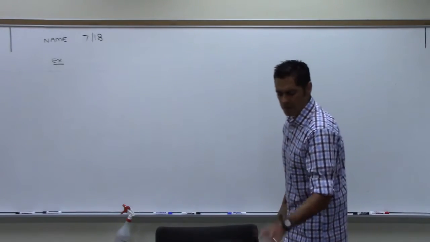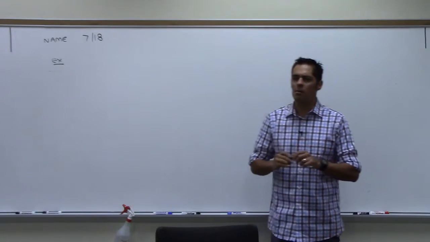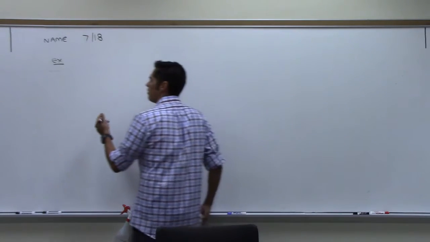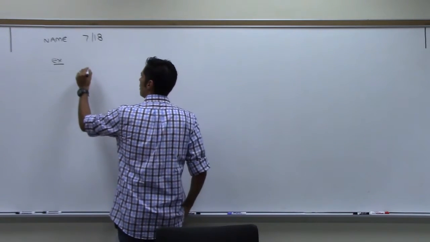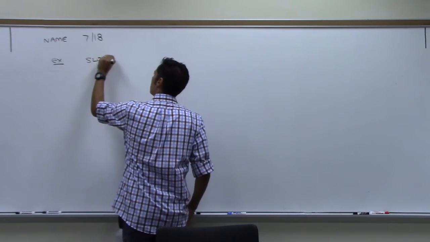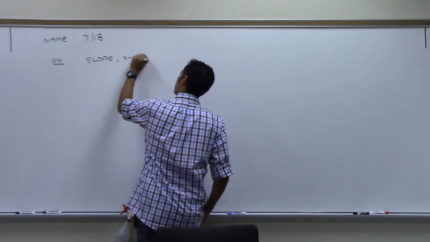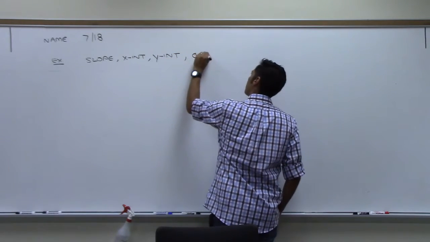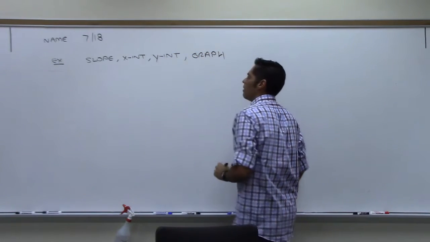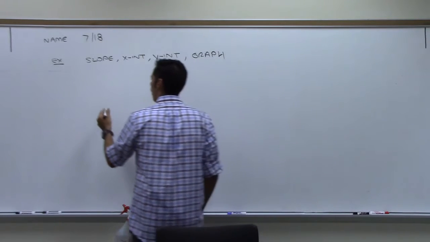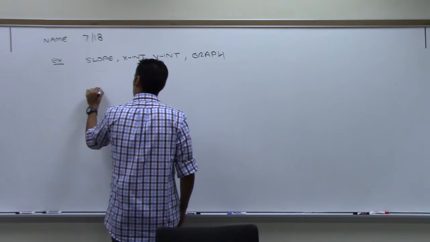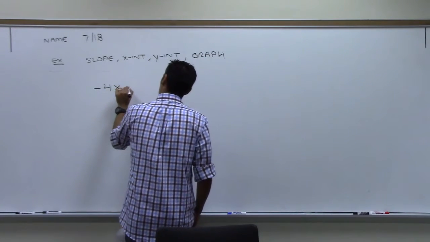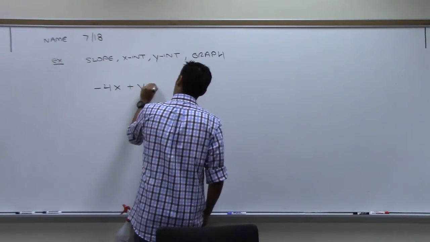All right, so look at this. This is kind of an interesting problem. What if I gave you the same instructions here? Find the slope, x-intercept, y-intercept, graph. And I gave you negative 4x plus y equals 0.